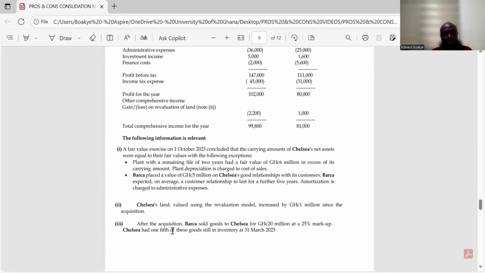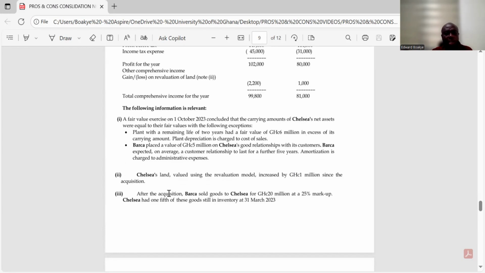All right. Now, after the acquisition, Barca sold goods to Chelsea. So you can see that Chelsea didn't sell to Barca. It was Barca who sold to Chelsea. So there's no unrealized profit, right? No unrealized profit. But let's look at something.